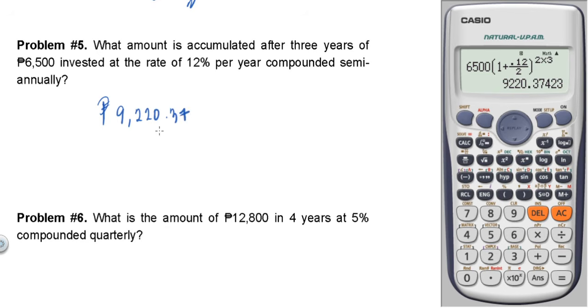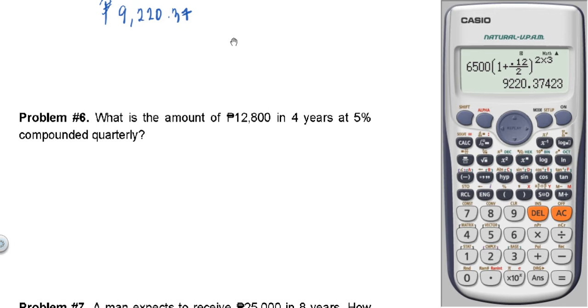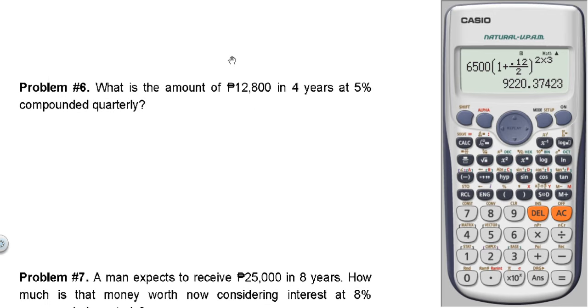9,220.37. So, ganun pag sa board exam, no? Minsan hindi mo na kailangan siyang isulat, I mean, yung solution, kasi mag-shade ka lang naman ng letter. So, kaya mo siya sa calculator, mas mabilis. Better, no? Kasi nga, 1 minute, 12 seconds lang. Technically, ganun ang pag-solve ng isang problem.